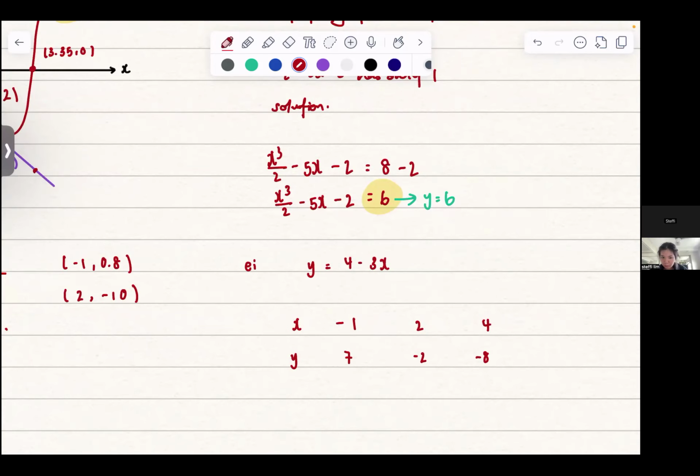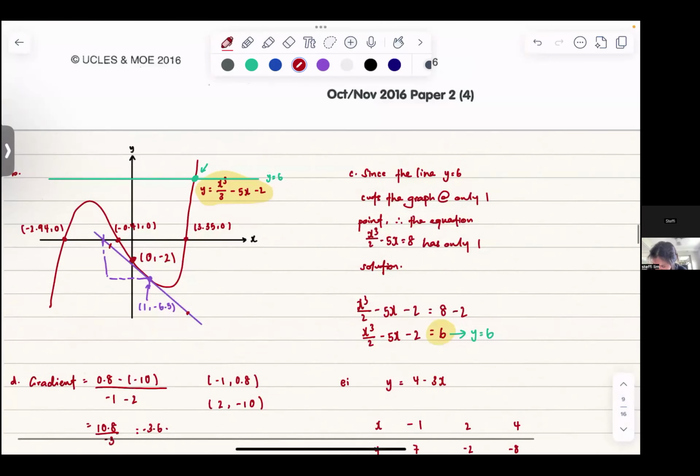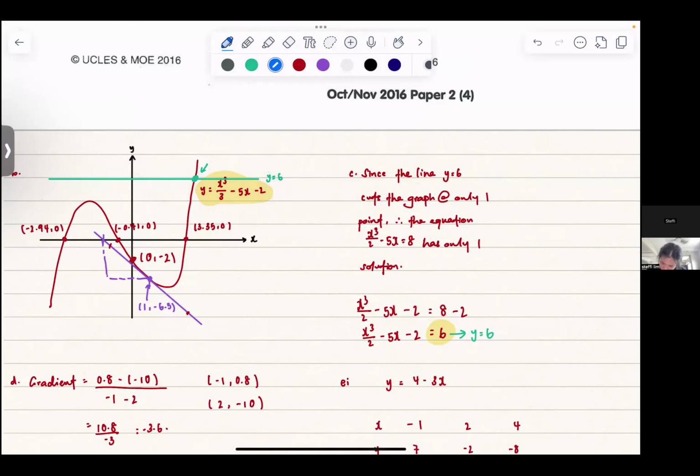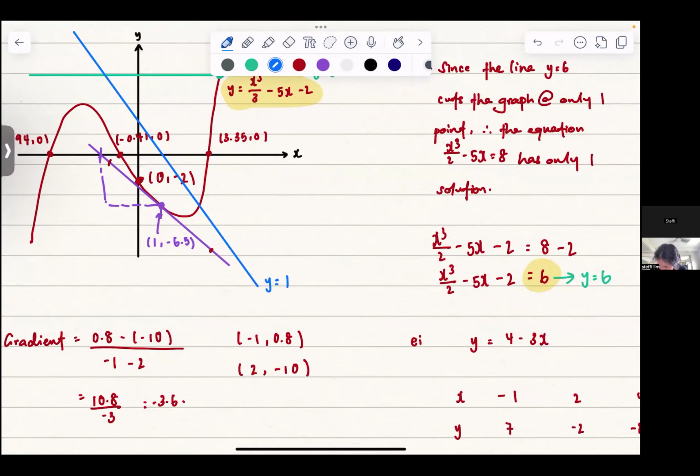Okay, so I should get a line. Oh gosh, I'm running out of colors. I'm gonna use a bright blue to represent this line. Should be somewhere along like that. Okay, this is my y equals 4 -3x. And then once again, don't forget to label this point, and this point.